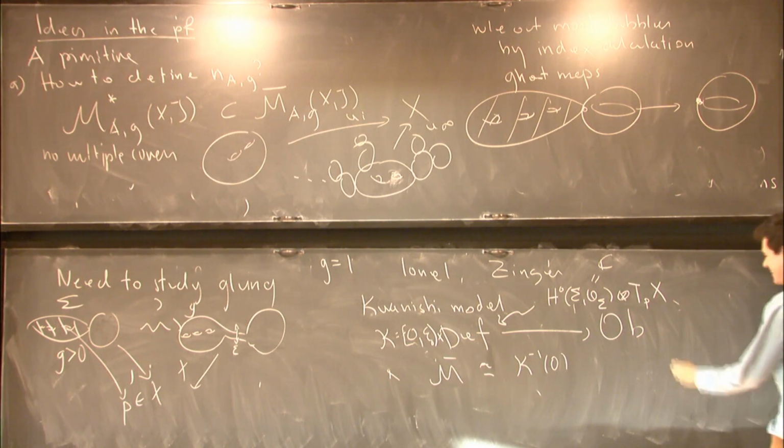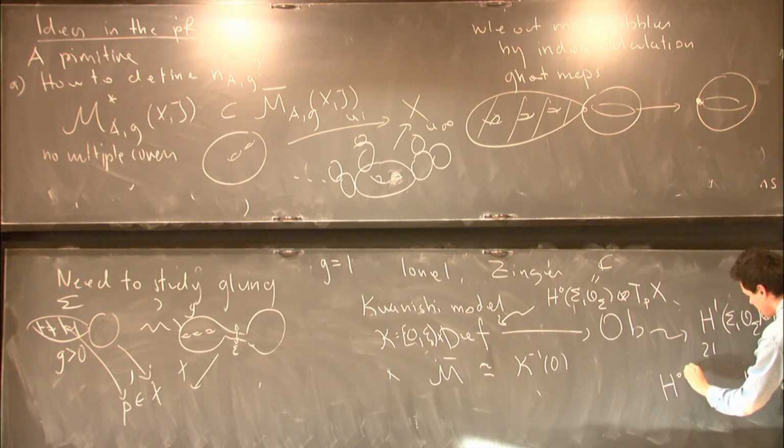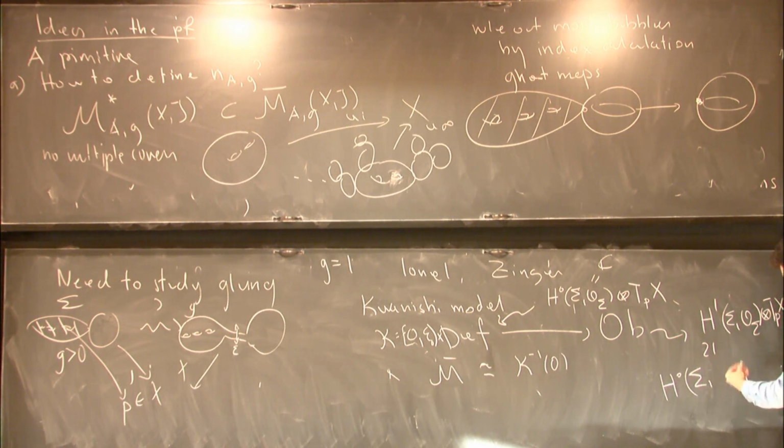And the obstruction space is just the H1 of the same thing, of the sheaf of holomorphic functions. So by Serre duality, this is actually the same as holomorphic one-forms, so sections of the canonical sheaf dual.